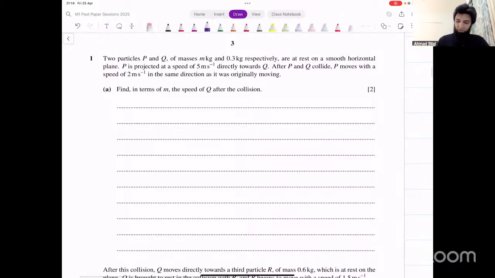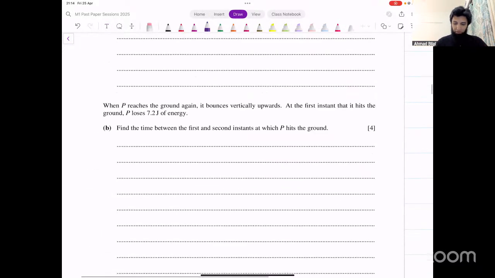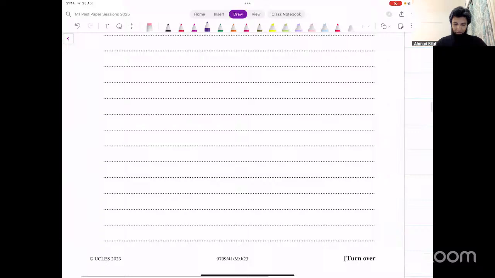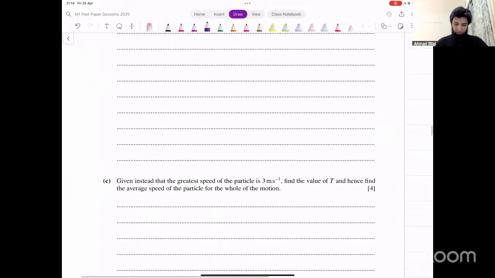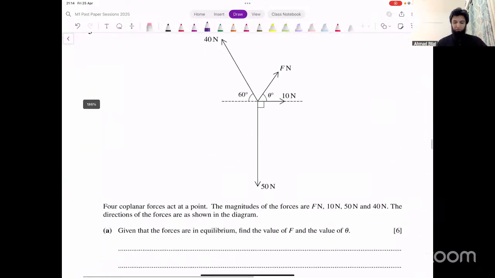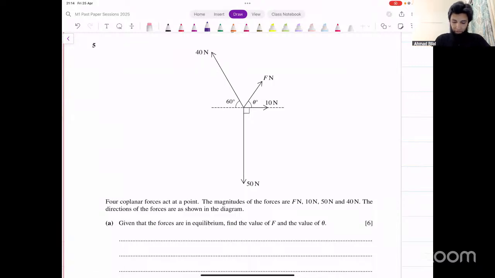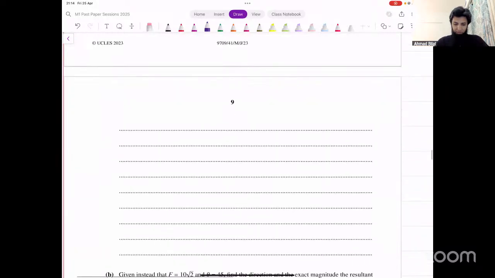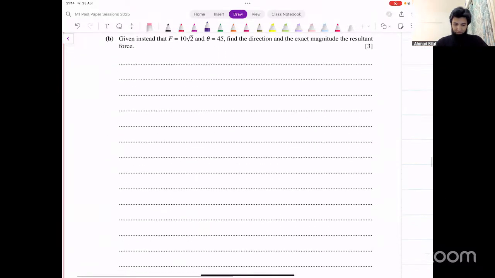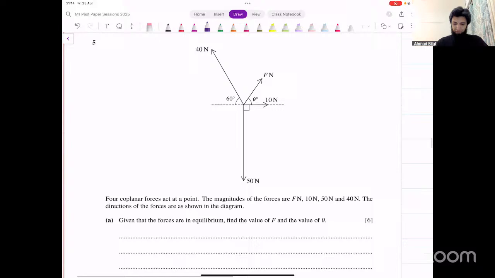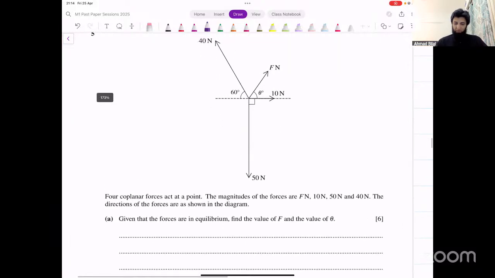Okay, question number 1, 2, 3. All right, so you're fine with the first 4 questions, and now this is the one that you're asking about, question number 5. That's like a forces in equilibrium question. What's the problem with this? Why question number 5?